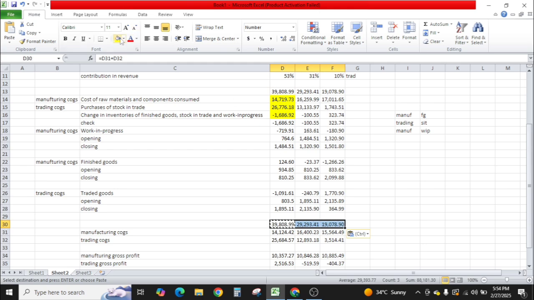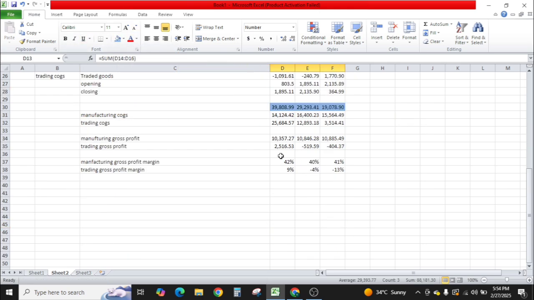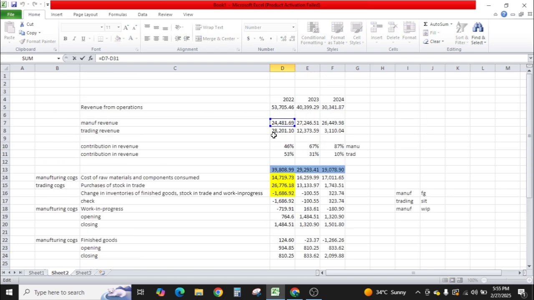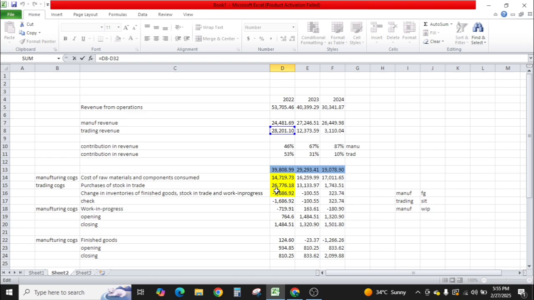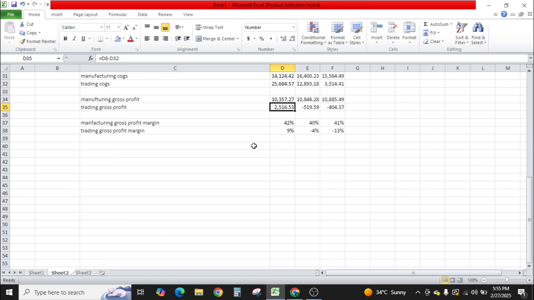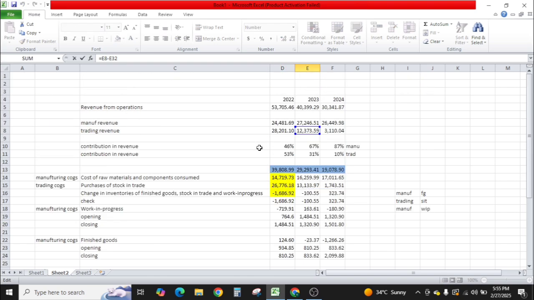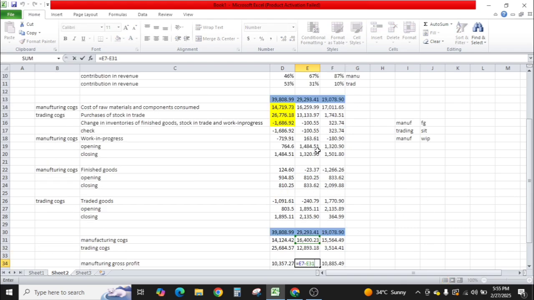So yeah, this is also right. Now trading gross profit will be revenue minus COGS, which is trading revenue minus trading COGS, and manufacturing revenue minus manufacturing COGS. This is also right, and this is also right. Same, this is also right.